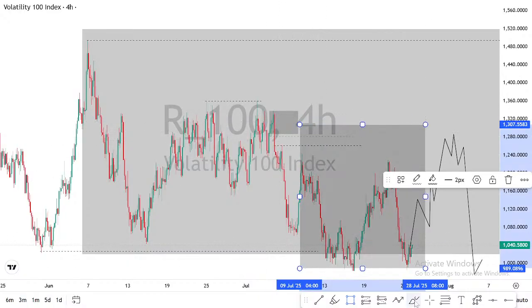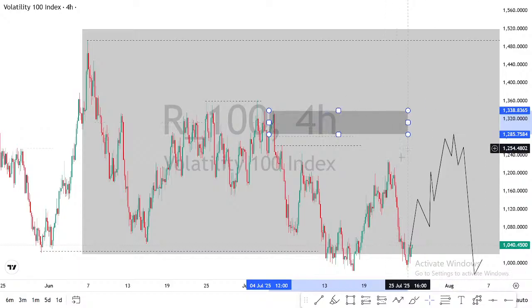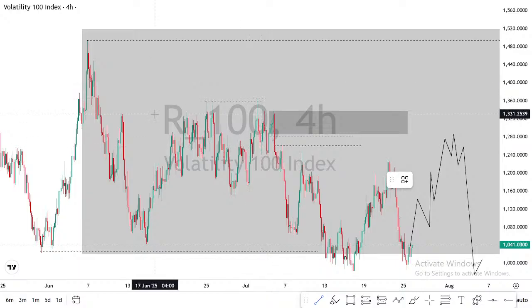This is my first point of interest. Then this is my second point of interest. The reason I'm marking this area out as a point of interest is because you can see that we have this eye being the strong eye.